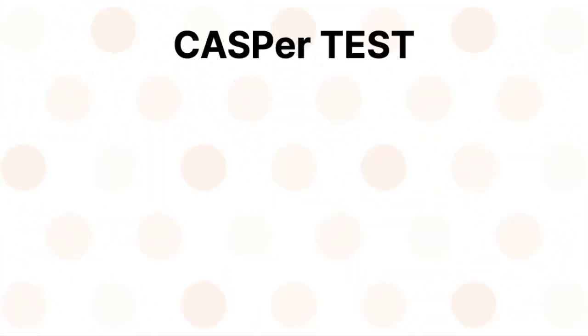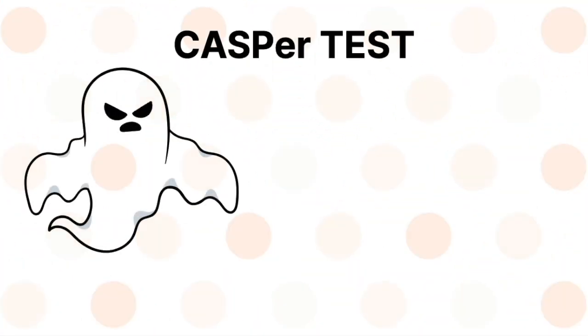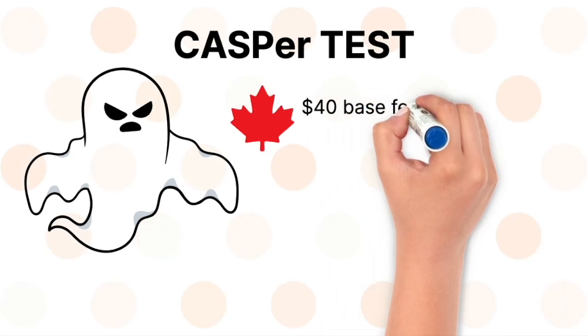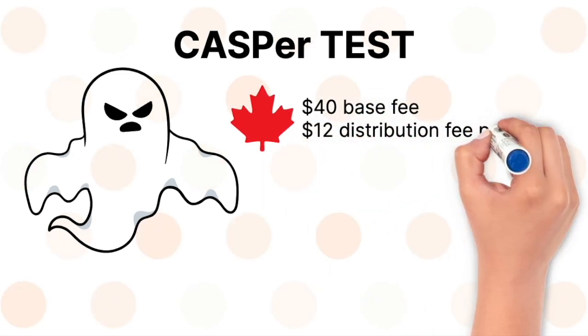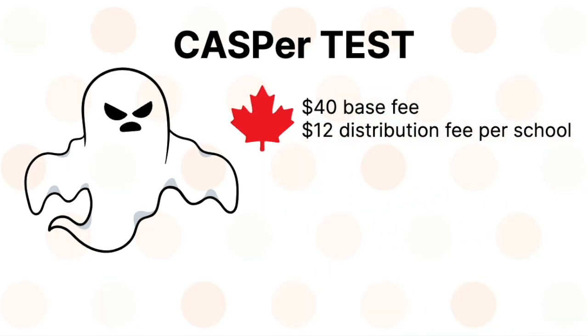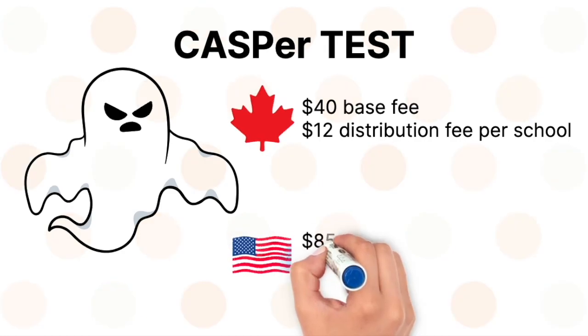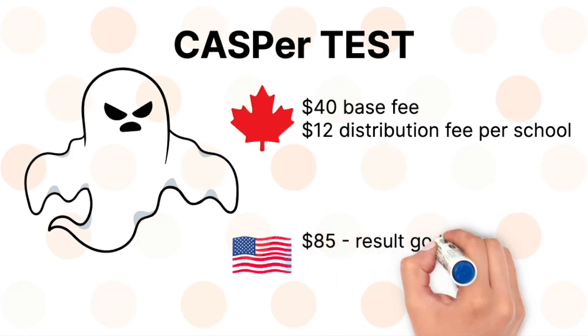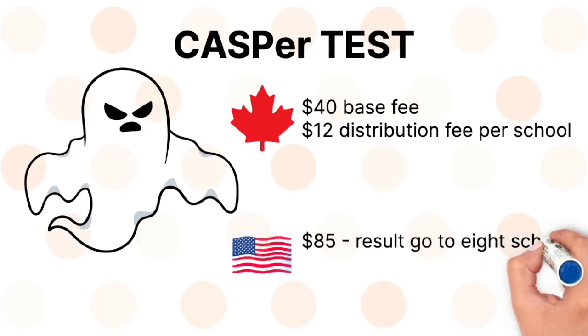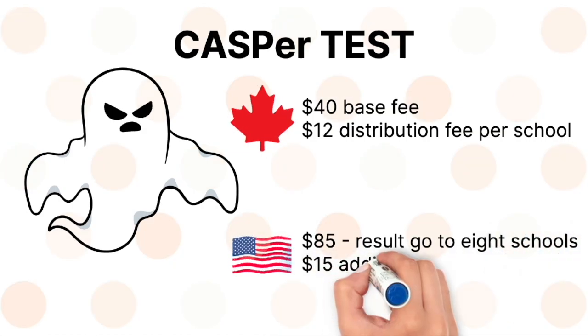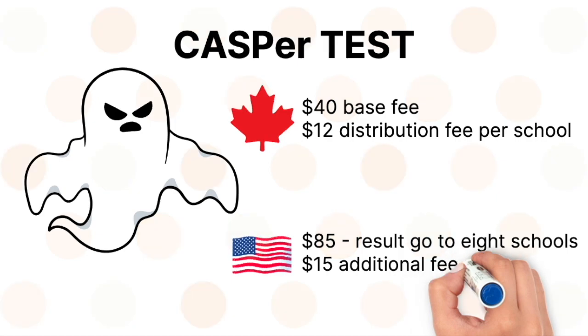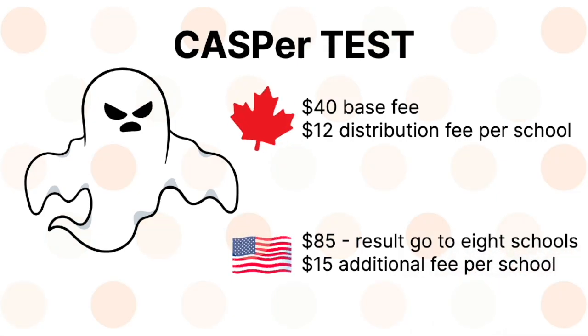Next up, we have the CASPer test. In Canada, there is a $40 base fee with an additional $12 for every school that you send your results to. In the US, there is a base fee of around $85, but it also includes distribution of the results to 8 schools of your choice, and then each additional school costs around $15.